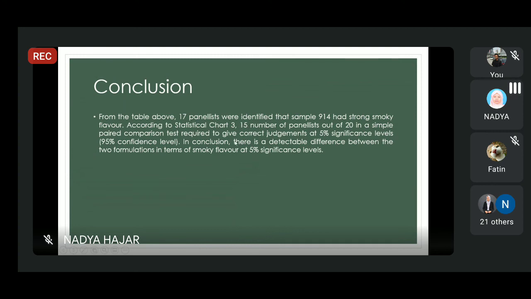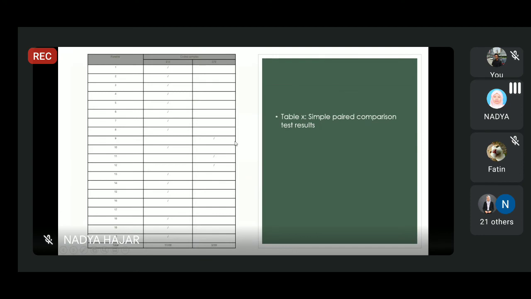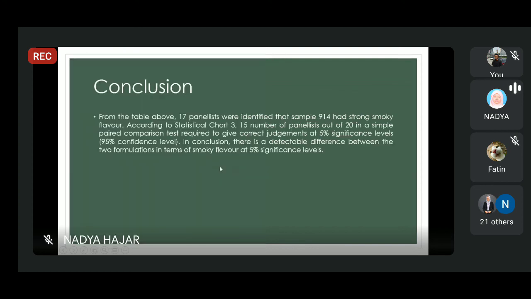So lebih daripada 15 maksudnya ada significant difference between these two samples. So maksudnya memang berbeza antara rasa formulation yang 914 dengan 579. Okay, between those two formulations.